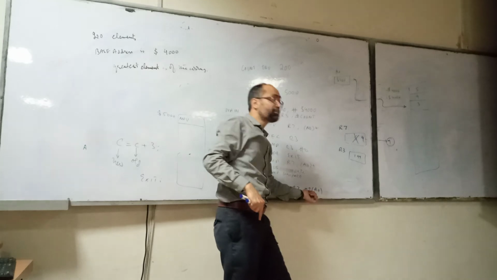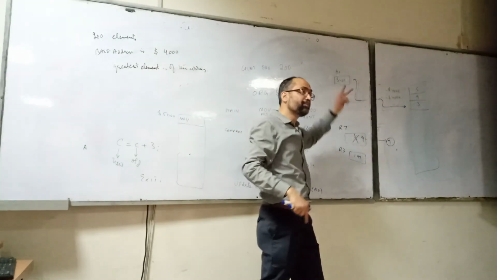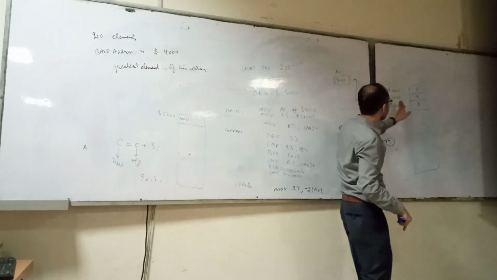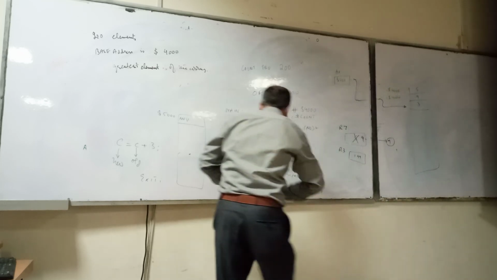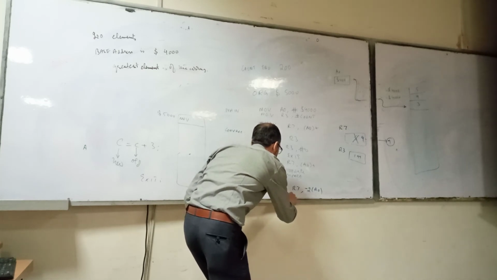The offset is positive or negative? Negative. The offset is negative because we are accessing the top element. And the offset is only 2. Why 2? Because this address is 4004, and we are pointing to this location. So when the update is done, we again jump to compare.